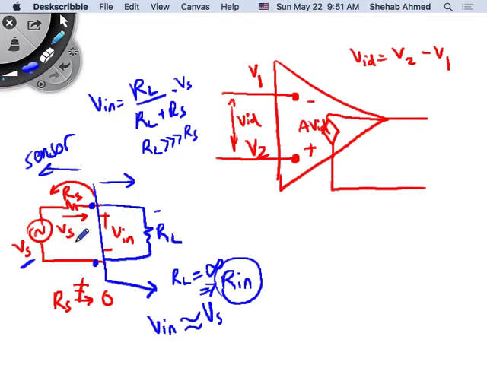We're okay with that? So ideally, I would like RL, which is the input impedance of the amplifier, to be infinity. If this is infinity, then there's no current flowing here, then V input is equal to Vs, and I'm measuring the physical phenomena. Exactly, or as close as possible, right? So this is the input.